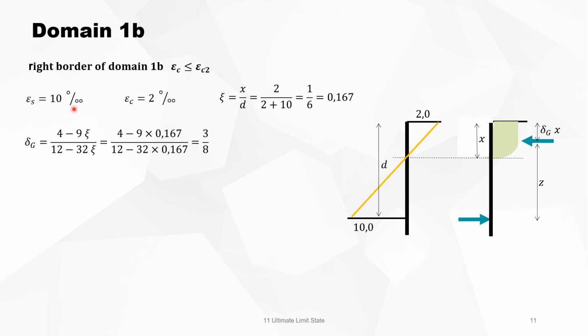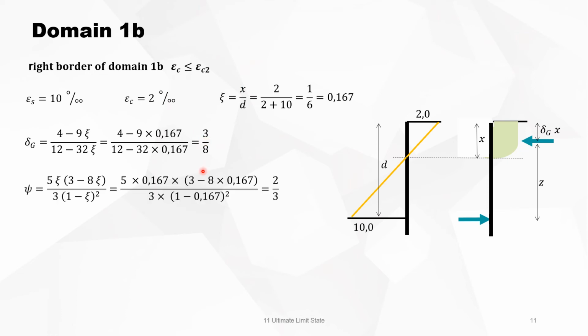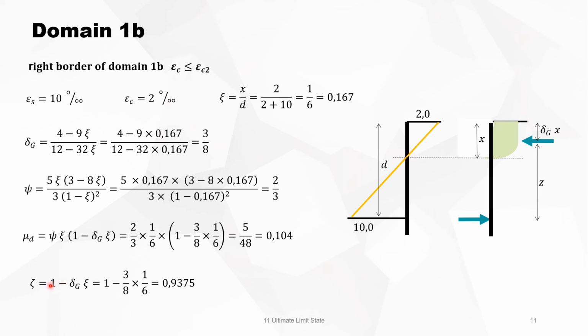Delta G, we have done by iteration, we have derived this formula. You fill in the xi and you have 3/8. And the psi is the same thing. We have seen the formula. You fill in the xi and you find psi equals 2/3. So that's for the right hand side of that domain. And then we can calculate mu d, and mu d is 0.104. And the zeta, 1 minus delta G xi, is 0.9375.